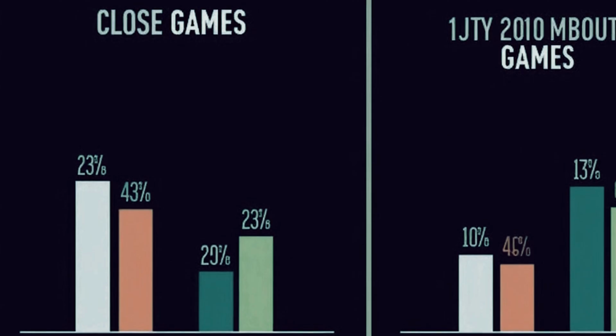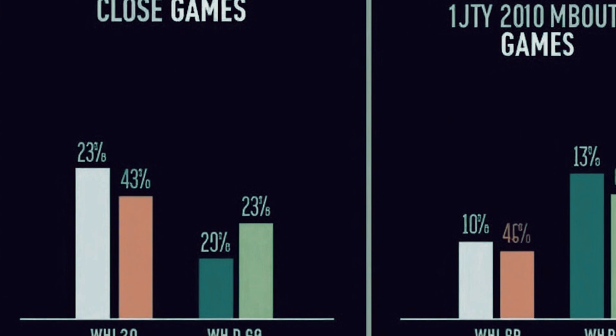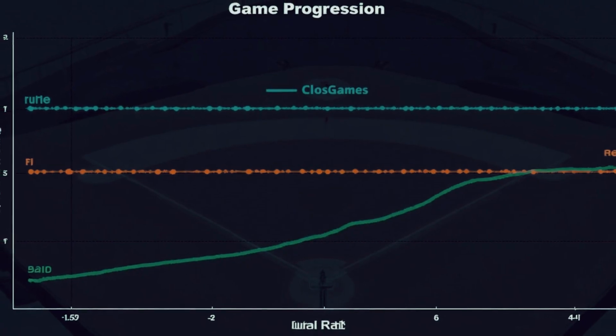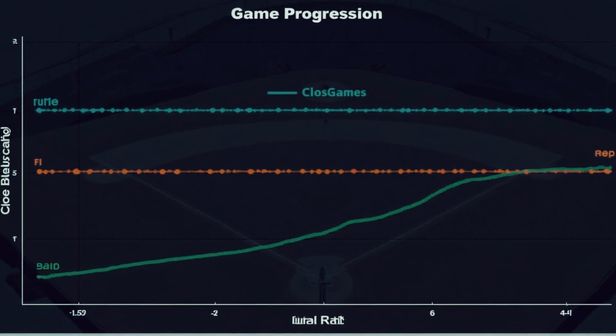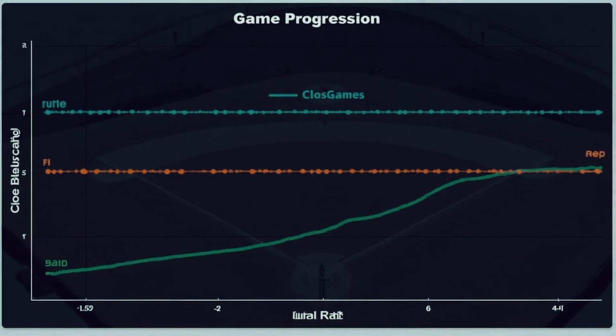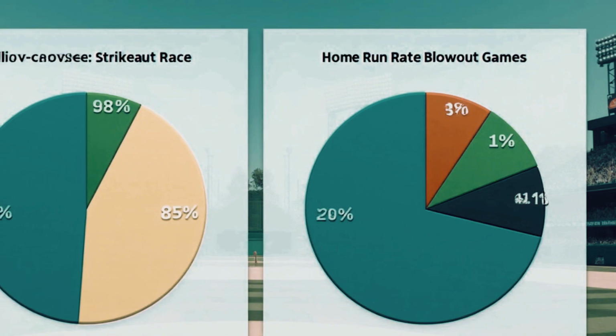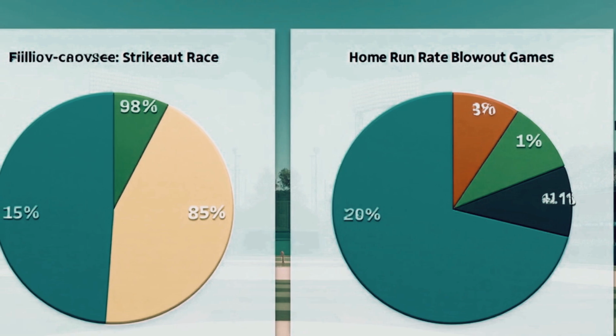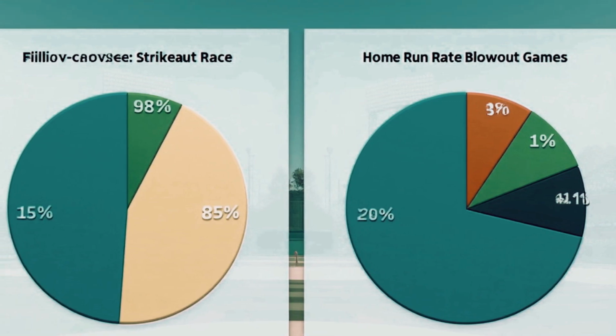Pitcher performance metrics vary significantly between high-pressure close games and low-stakes blowout games. In close games, pitchers typically exhibit heightened control and reduced walk rates due to increased focus. Conversely, in blowout games, pitchers may experience decreased strikeout rates and increased home run allowances due to relaxed intensity.